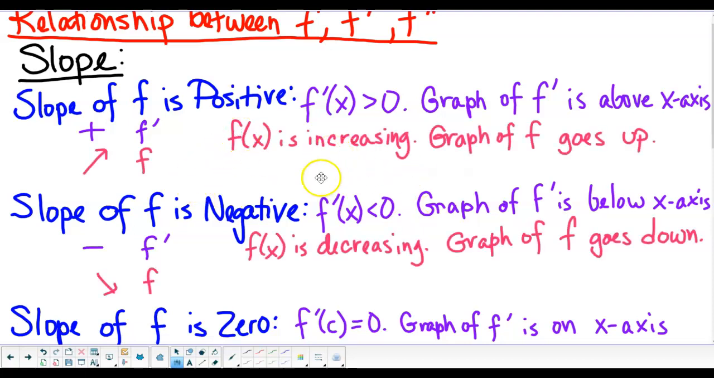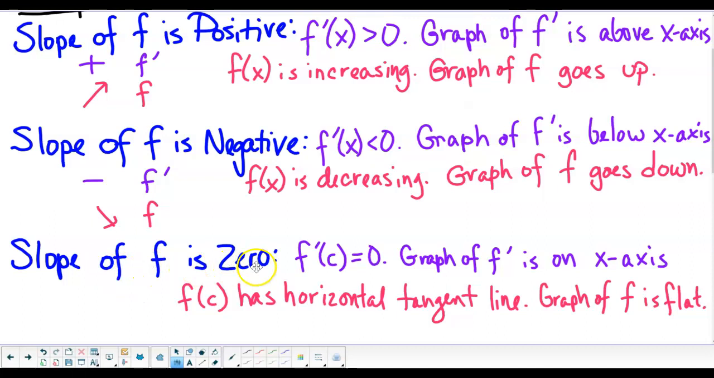Okay. Now, what if f is increasing? What if the original function is increasing? That means the graph of f goes up. So if f is increasing, that means there's a positive derivative. If the graph of f goes up, that means the graph of f prime is above the x-axis. Same thing with negative. If f of x is decreasing, then we know that the graph of the original function is going down, and we know that the derivative of that graph is going to be below the x-axis. It'll be negative.